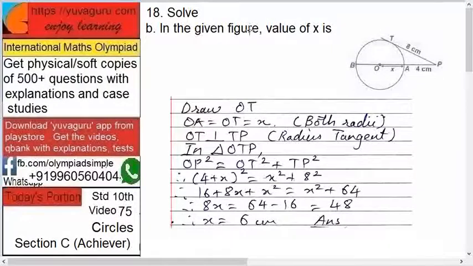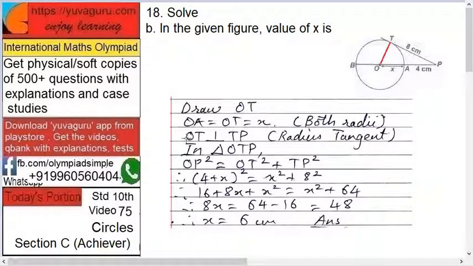Next, in the given figure, find the value of x. See, this x we have to find out. Now what we know, PT we know, that is tangent 8, and this PA we know 4. Now we have to find x. Okay. Firstly join OT. Therefore OA equals OT equals x, right? This is x, this is x, radius, right?